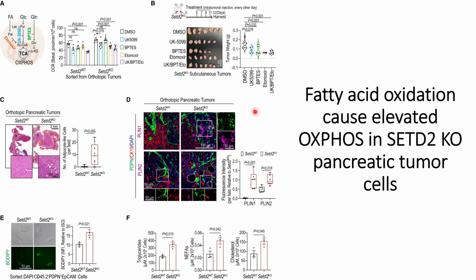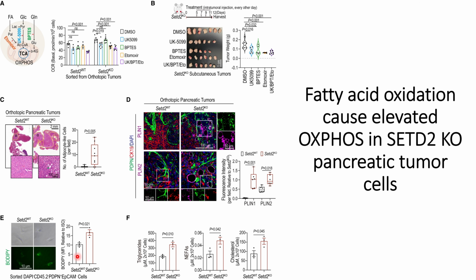Together, panel D indicates that a more lipid-rich environment is formed in the stroma of the pancreatic tumor cells, or in the tumor microenvironment, but not inside the tumors. And this is observed more in the SETD2 knockdown cells compared to the SETD2 wild type.